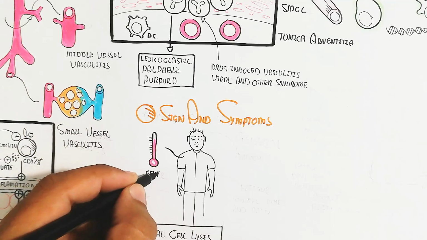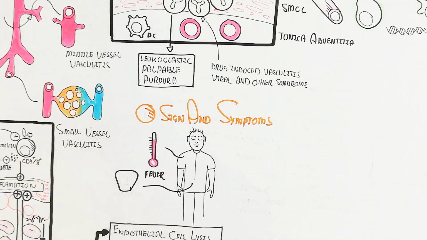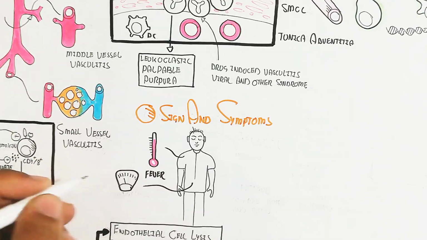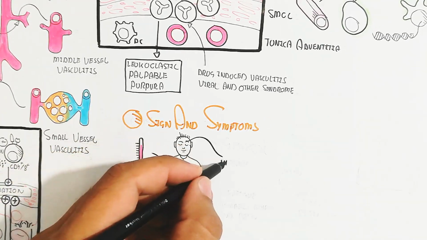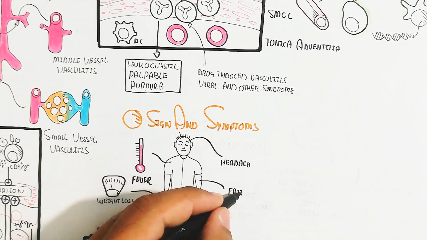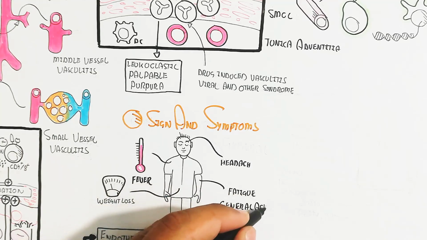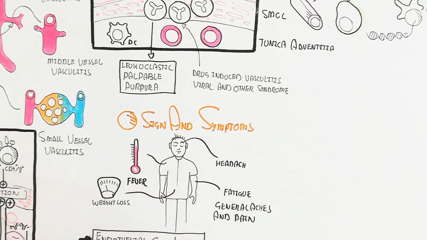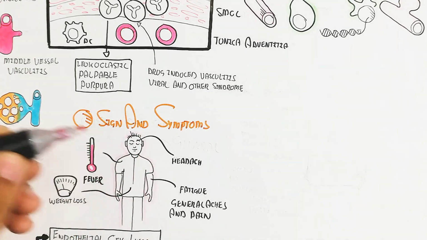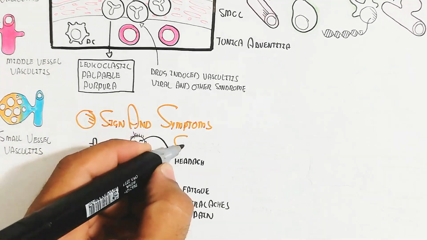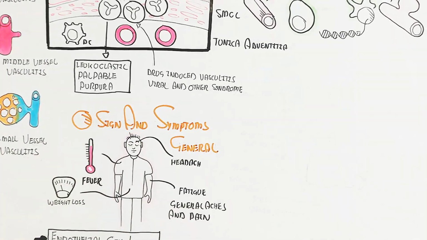The signs and symptoms of vasculitis generally include fever, weight loss, fatigue, general itching and pain, as well as headache. On the other hand, more progressive vasculitis can cause many other problems. This is the general picture, and the others we will understand now.